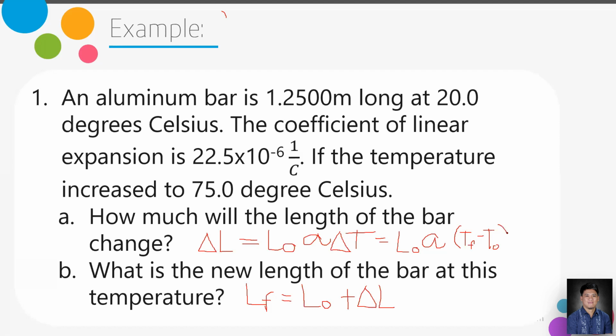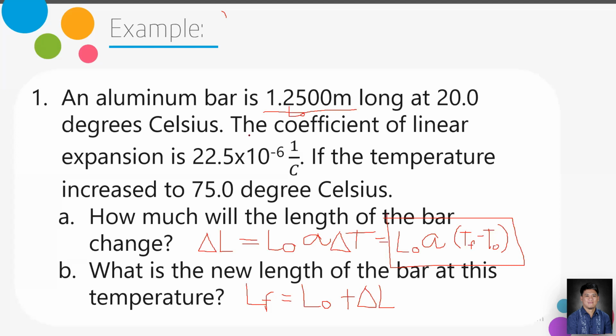So this is what we will use to solve for our change in length, which is L sub O times alpha times the final temperature minus the initial temperature. So, what are the givens? We have here the initial length of the bar is equal to 1.2500. So this is its initial length.